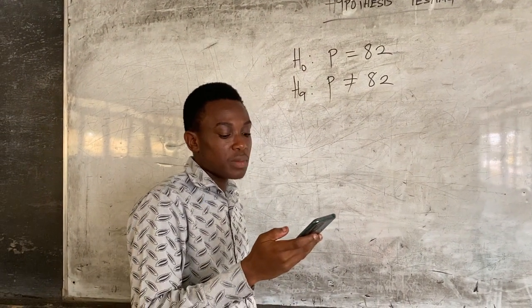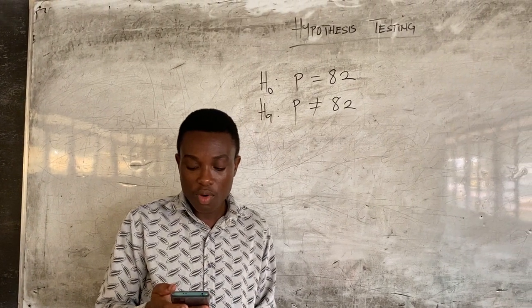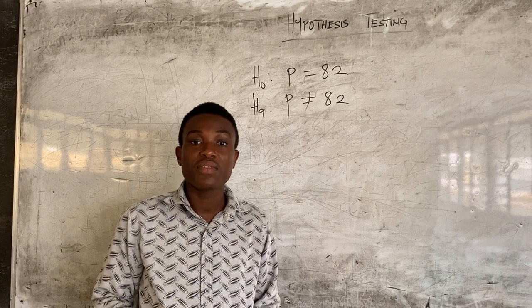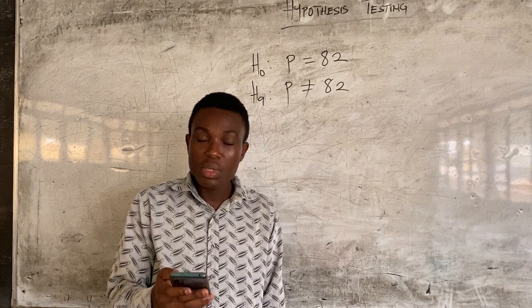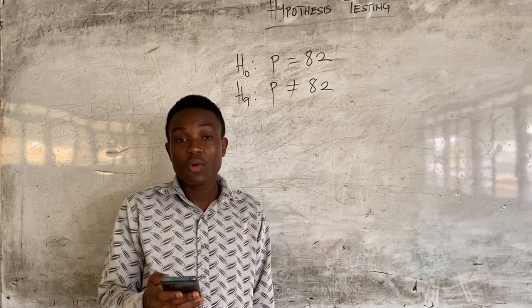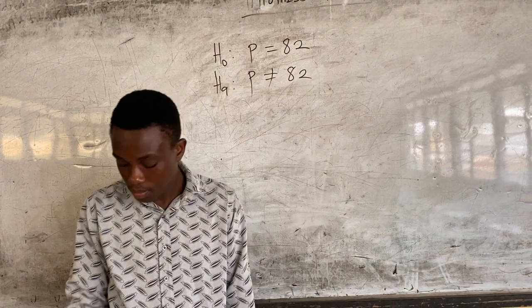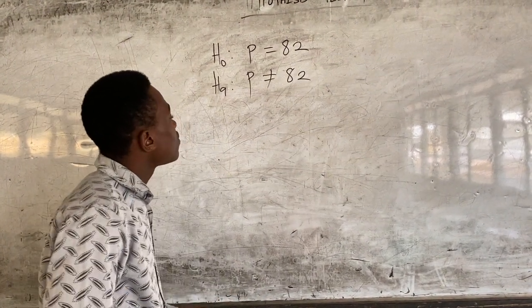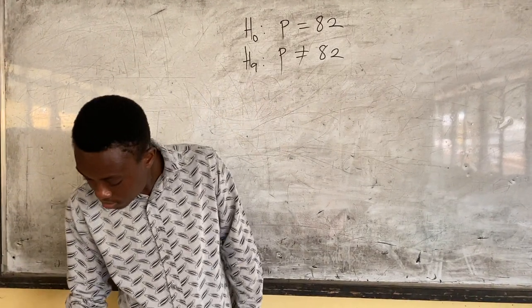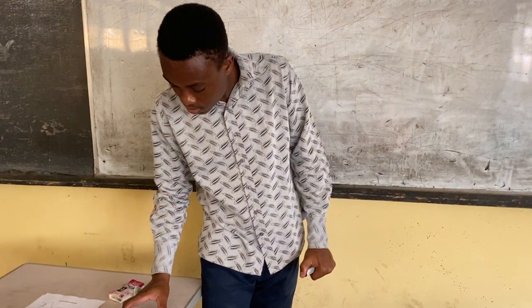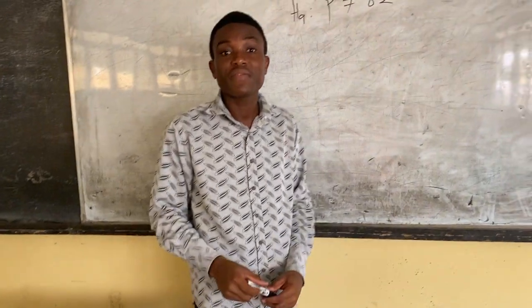A water faucet manufacturer announces that the mean flow rate of a certain type of faucet is less than 2.5 gallons per minute. So the statement says the flow rate is less than 2.5 gallons per minute.